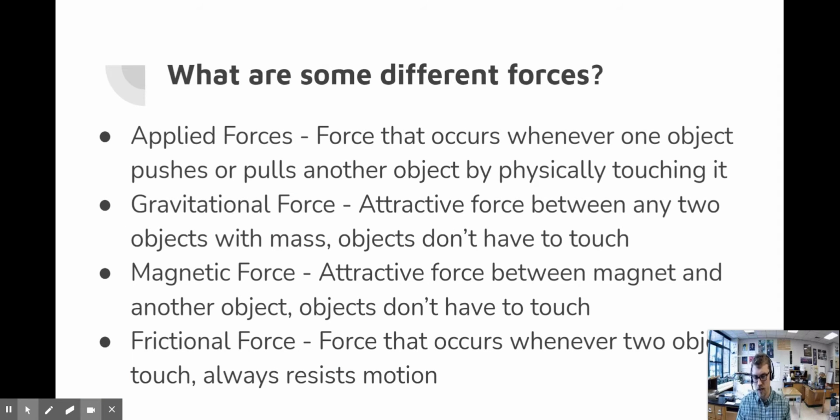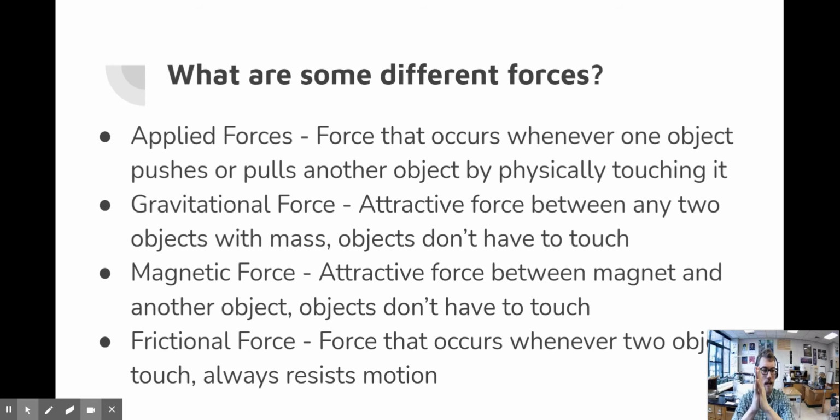So what are some different forces? All right, there are 4 main types of forces that we're going to be talking about in this unit. The first are the ones that you are probably the most familiar with. These are what we call applied forces. Applied forces occur whenever one object physically touches another one and pushes or pulls it, right? So for example, if I have my cell phone and I lift it up, I'm pulling my cell phone up. Okay, this would be an applied force. I'm pulling it up.